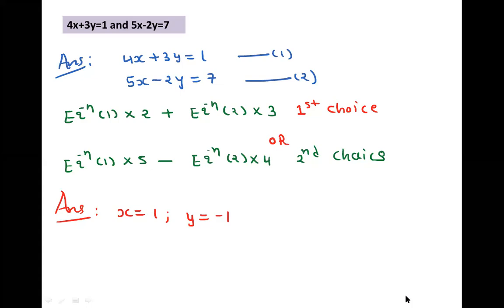So your x and y is right. Put here x is equal to 1 and y is minus 1. You got the left hand side is 1 and right hand side is 7.